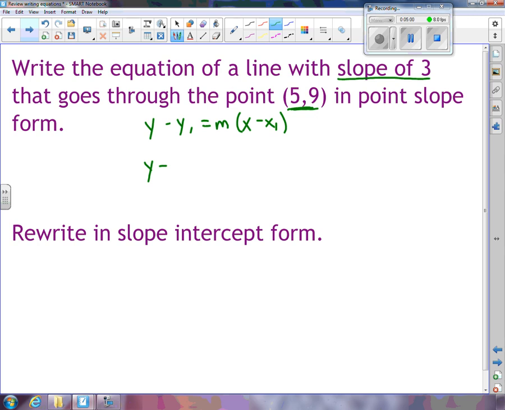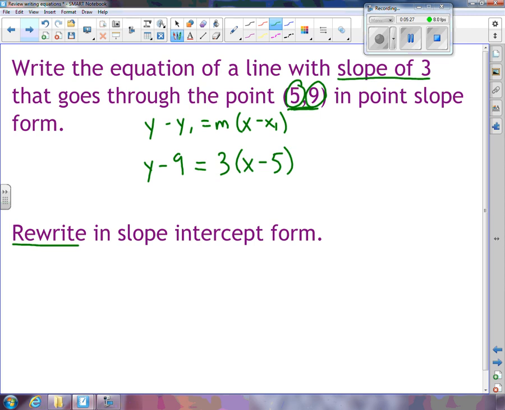y minus y1 is the y value from the point that I was given, which here is 9. Then I write the slope that I was given, 3, and then x minus the x value of the point that was given. So here we have an equation in point-slope form. Now the next step says to rewrite the equation in slope-intercept form.